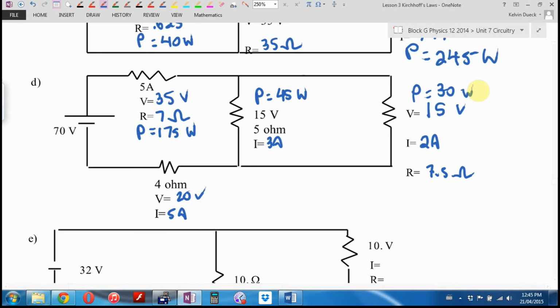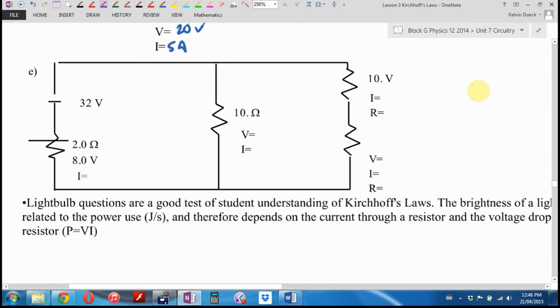The brightest bulb turns out to be the first resistor, and now we can start to think about why it is the brightest bulb. Among other things, it's because all of the current flows through it. Wait a minute, all the current flows through the bottom one too, Mr. Dueck. Yeah, which one has a higher resistance? The top one, it's going to be a brighter bulb because more heat's generated, more power, higher resistance.